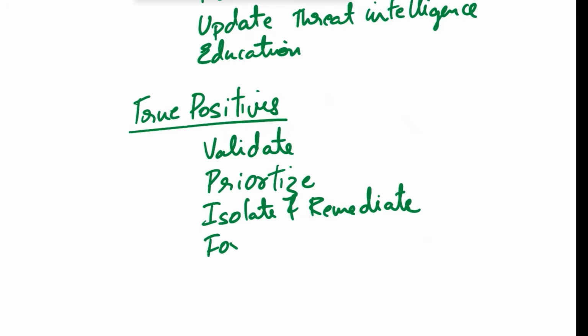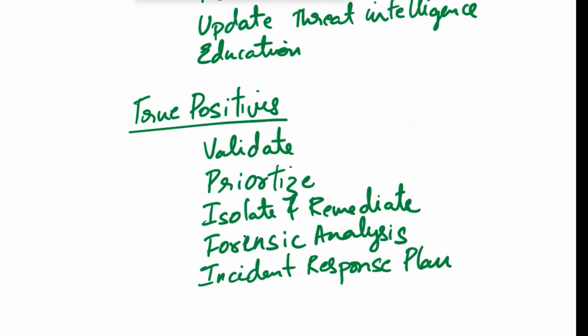Then we have forensic analysis. Conduct a thorough forensic analysis to understand how the threat entered the system, its propagation path, and any data it accessed. Then we have incident response plan. Follow your organization's incident response plan to coordinate actions, communicate with stakeholders, and document the incident for future reference.